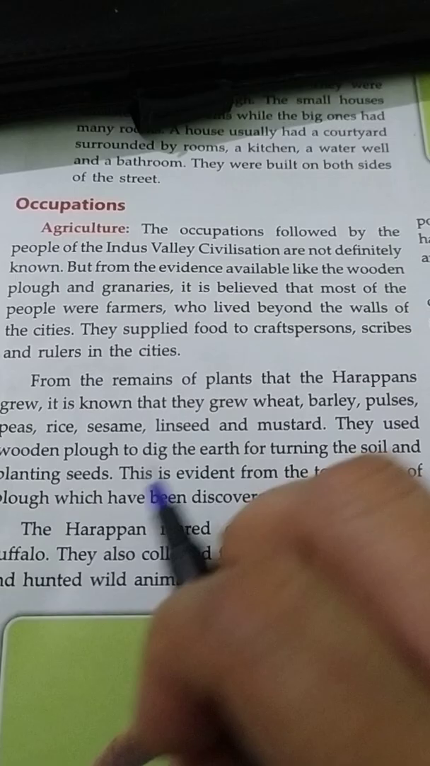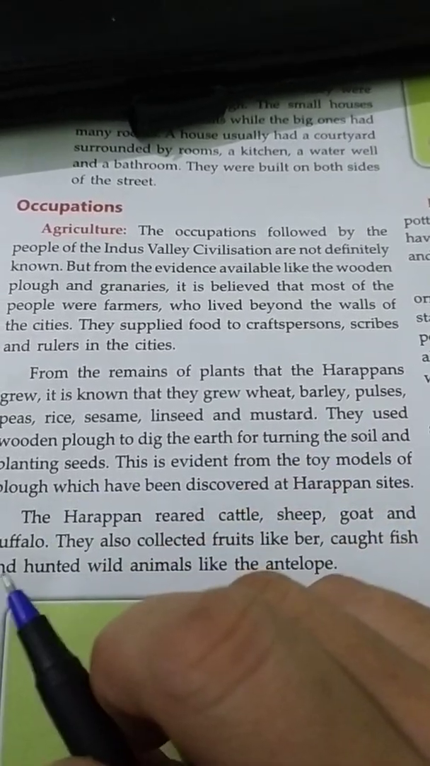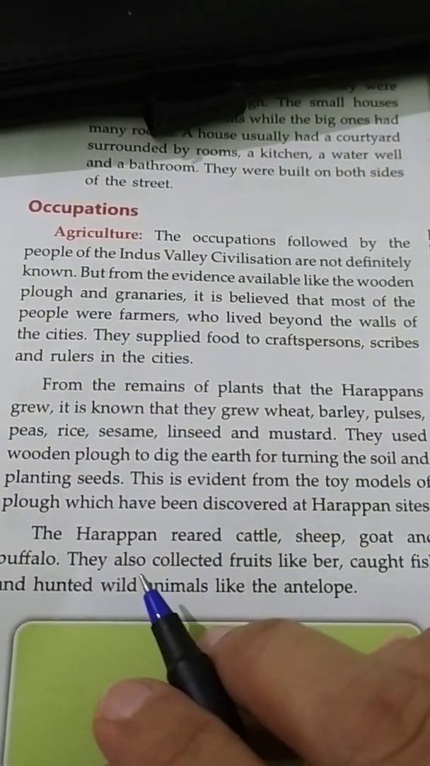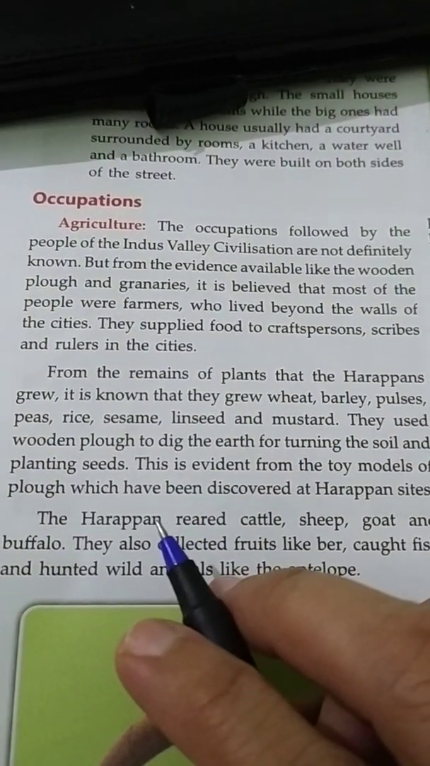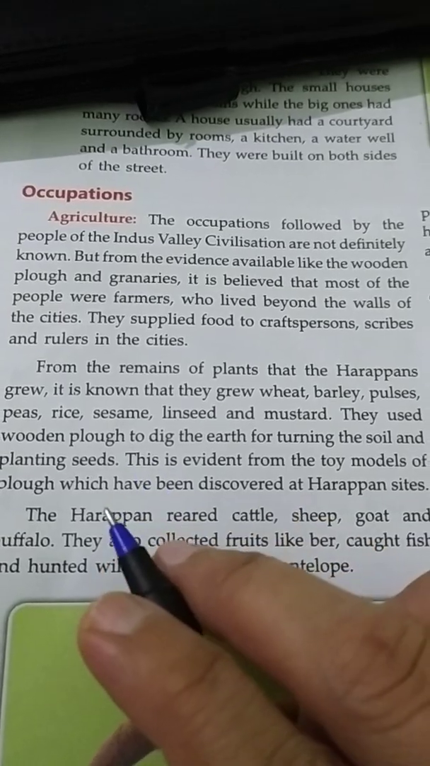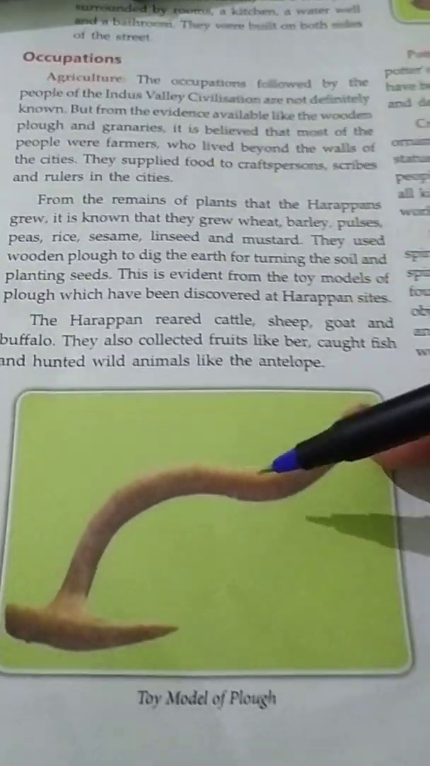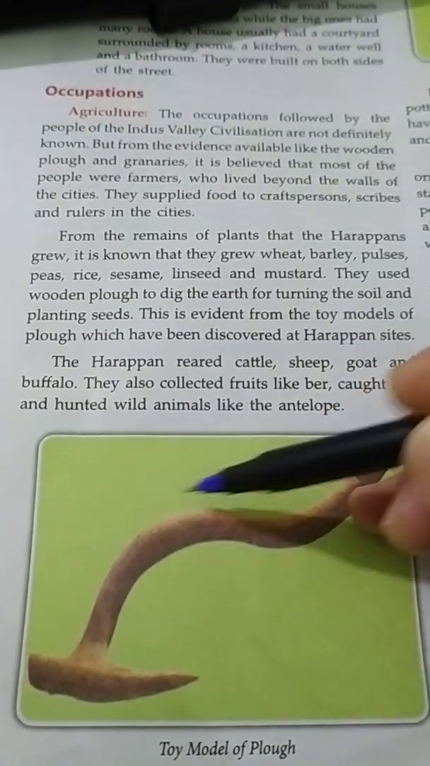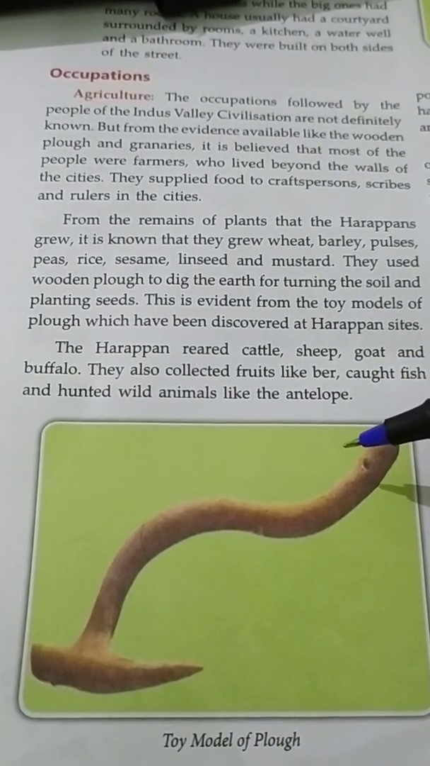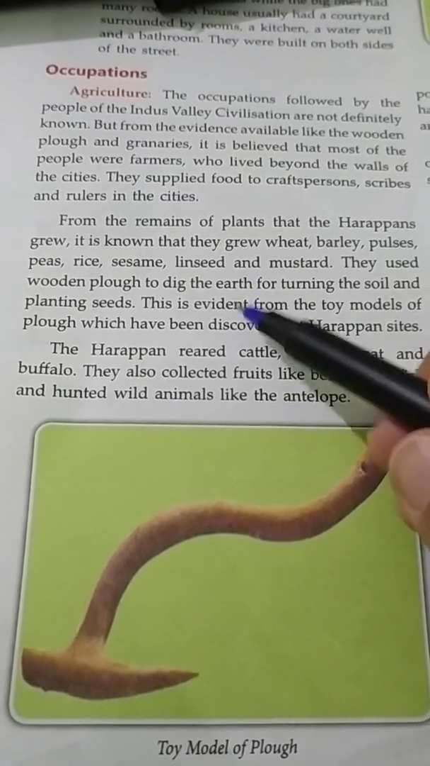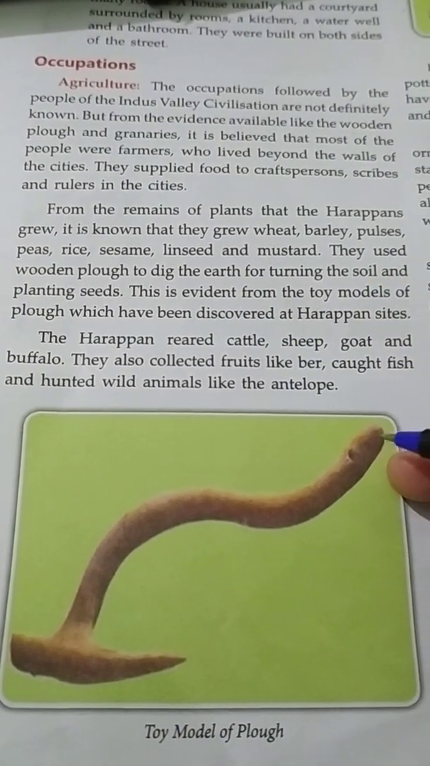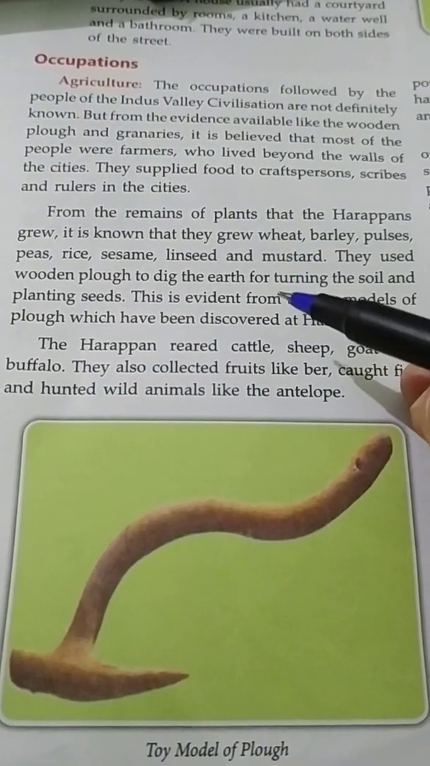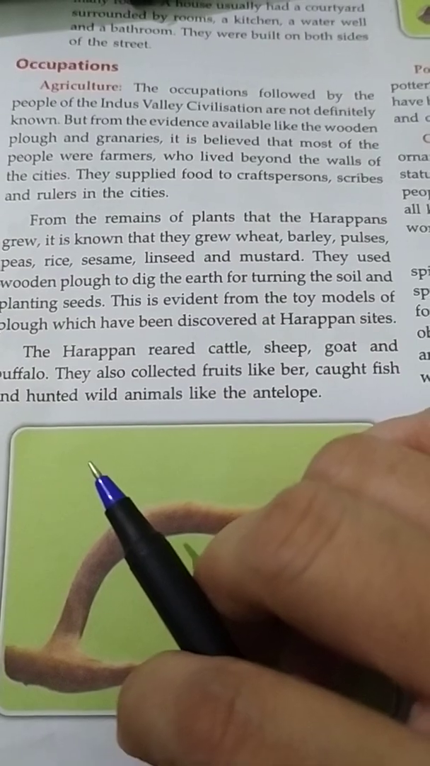And they were digging the earth with the help of a wooden plow. And after that only they used to plant the seed. And this is a toy model of a plow which has been found from a site of Indus Valley civilization, and it makes it clear that Indus people used to use plow for cultivation to help in agriculture.